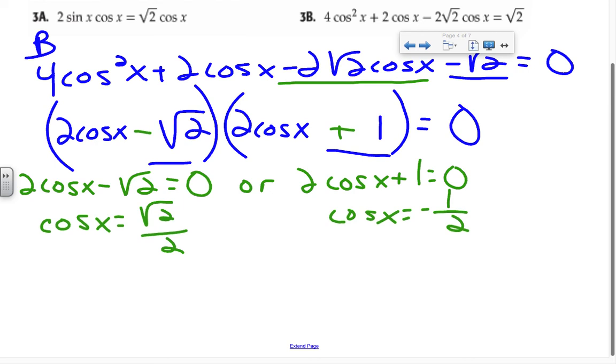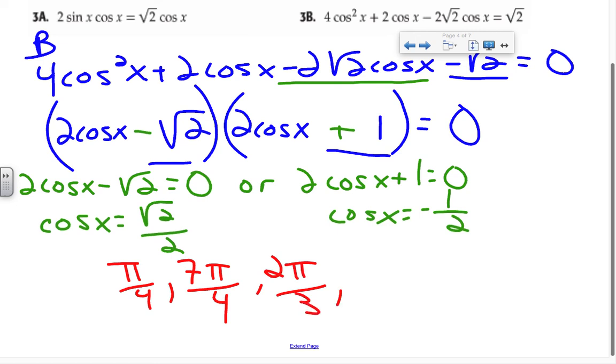So on my unit circle, radical 2 over 2 shows up in the x coordinate at pi over 4, and at 7 pi over 4. It shows up as an x coordinate of negative 1/2 at 2 pi over 3, and 4 pi over 3.